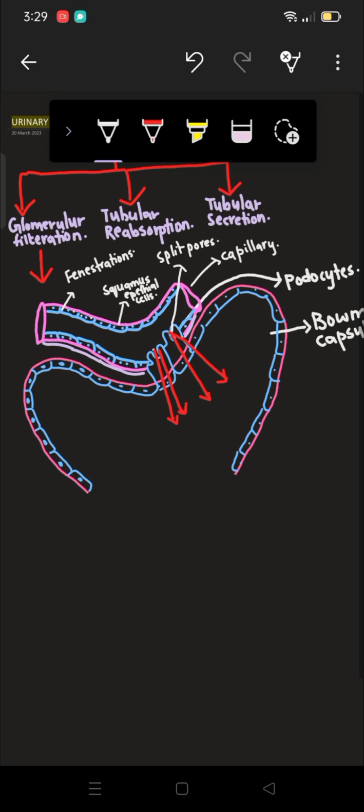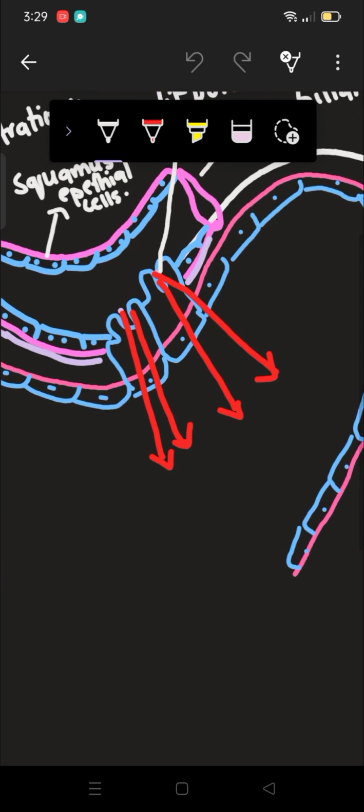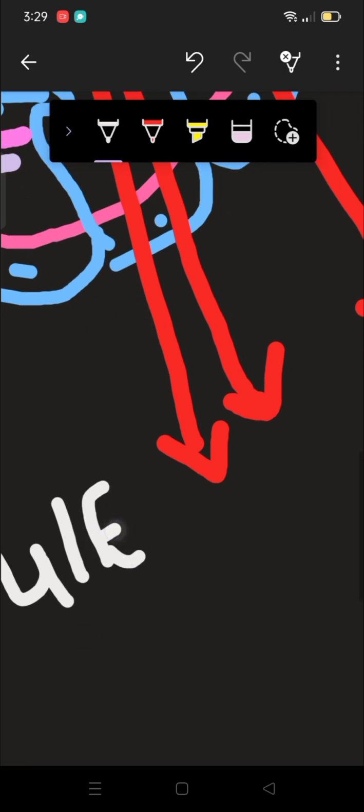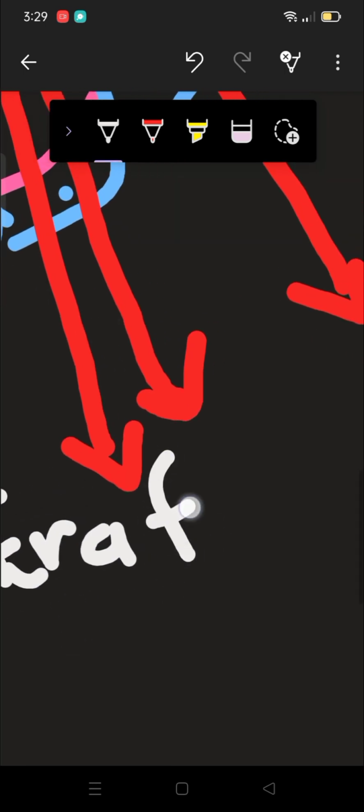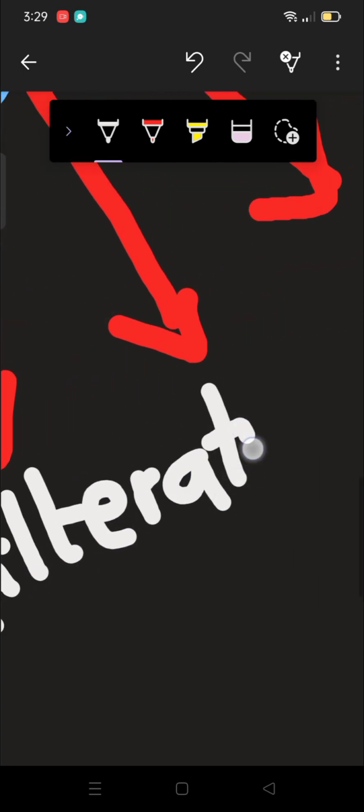Split pores. Alright. So here one thing to focus on is that ultrafiltration happens here. Now what is ultrafiltration? We have two types of filtration, alright. One is normal filtration and another is ultrafiltration. Ultrafiltration always happens under pressure. So here pressure will be generated, then filtration will happen. So this is known as ultrafiltration. So let me write here ultrafiltration, which is the filtration under pressure.